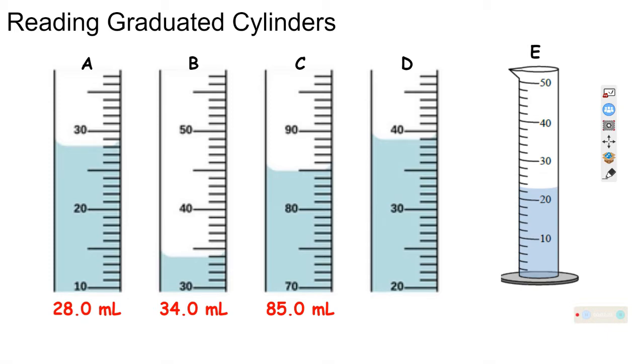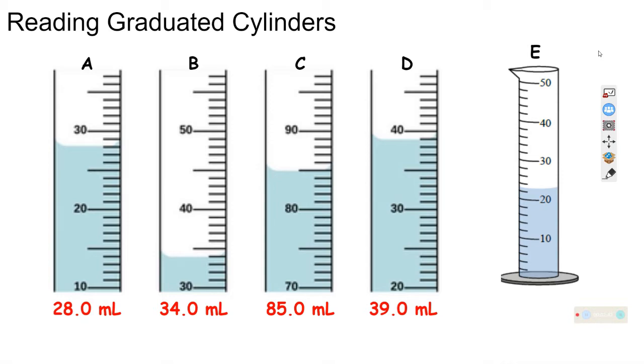D is going to be 39.0. That is going to be what the volume at D is. Again, everything goes up by 1s. When it goes up by 1s, you're going to get that decimal place in there. Let's look at E.